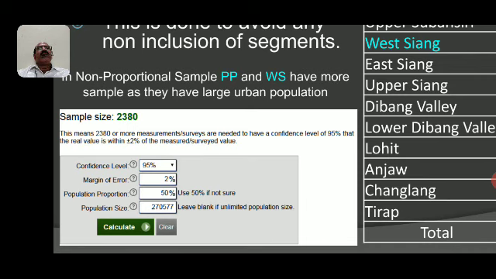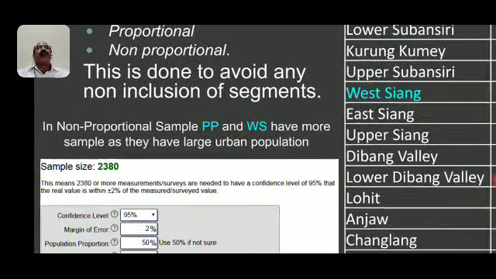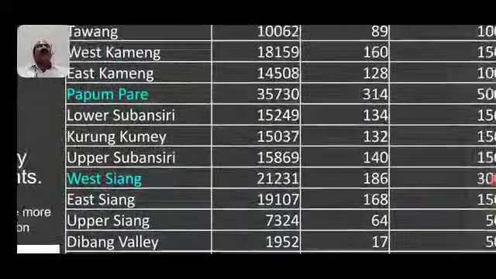So how many households? There are 2,70,577 households as per the 2011 census. Again, confidence level is 95%, and as the area is too large, I want my margin of error to be strict, so only 2%. So in that way I will have a 2,380 sample size. Okay, so accordingly I will go and see here.